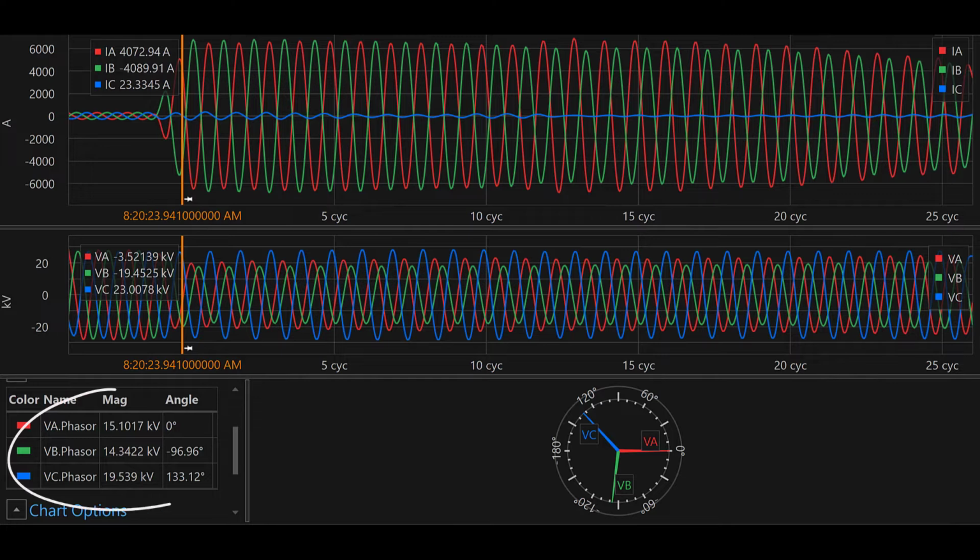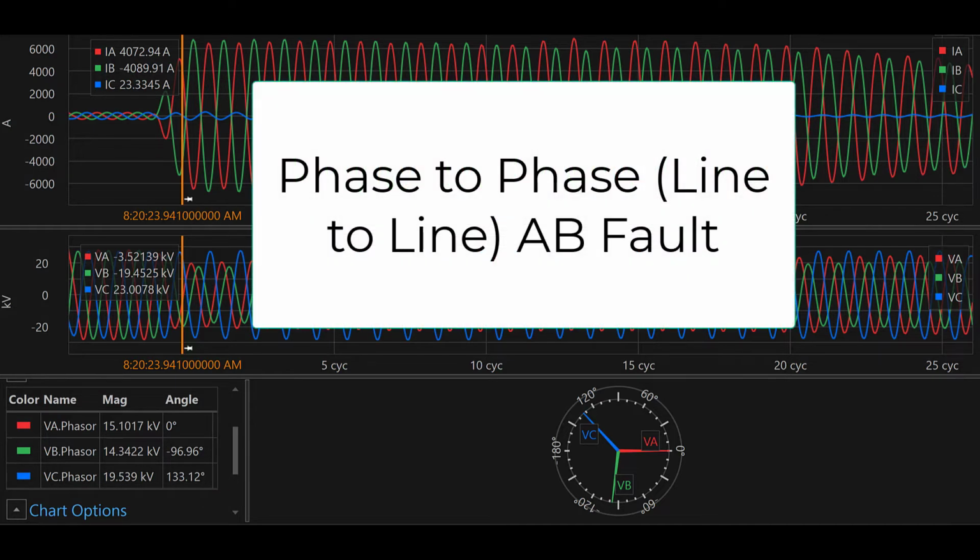Similarly, voltages VA and VB dropped to 14 and 15 kilovolts. Indeed, we have a phase-to-phase AB fault.